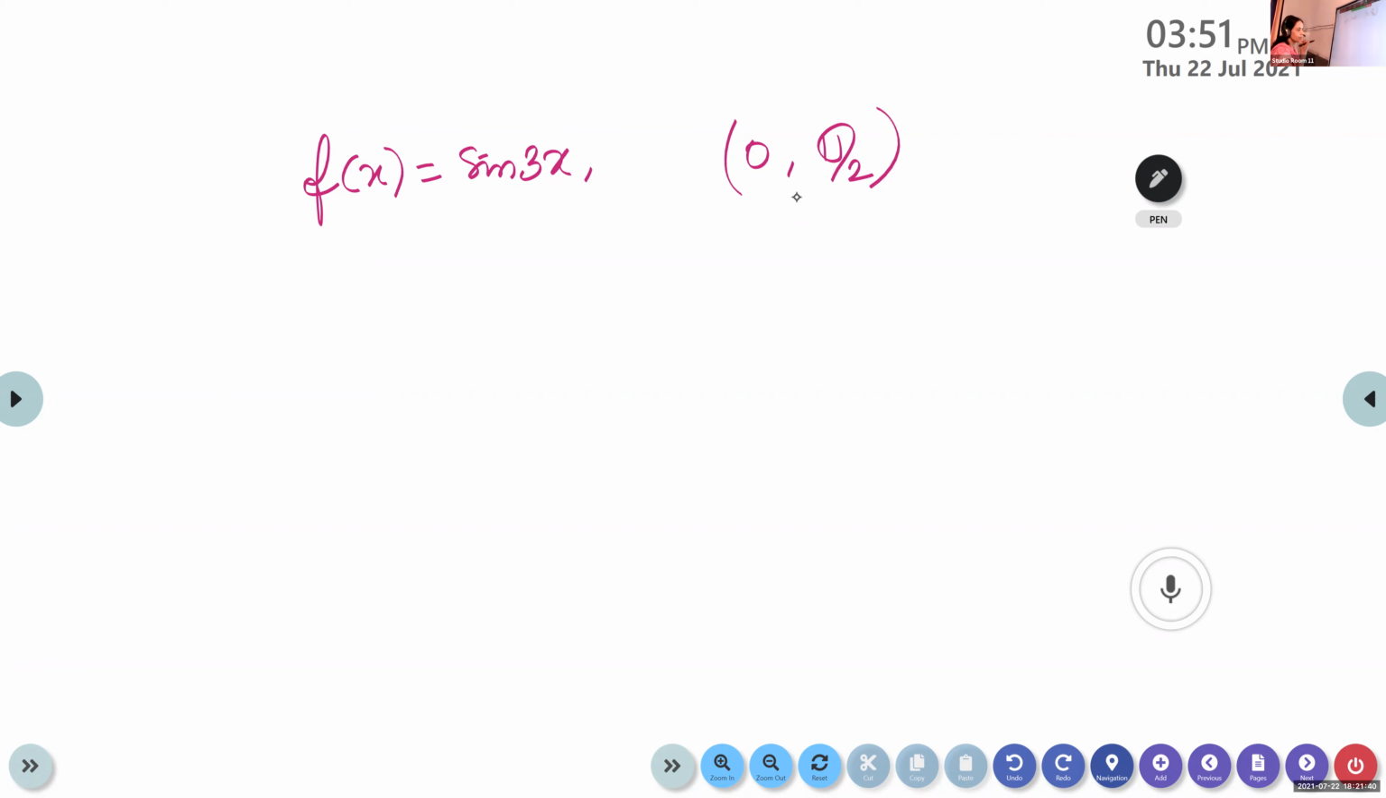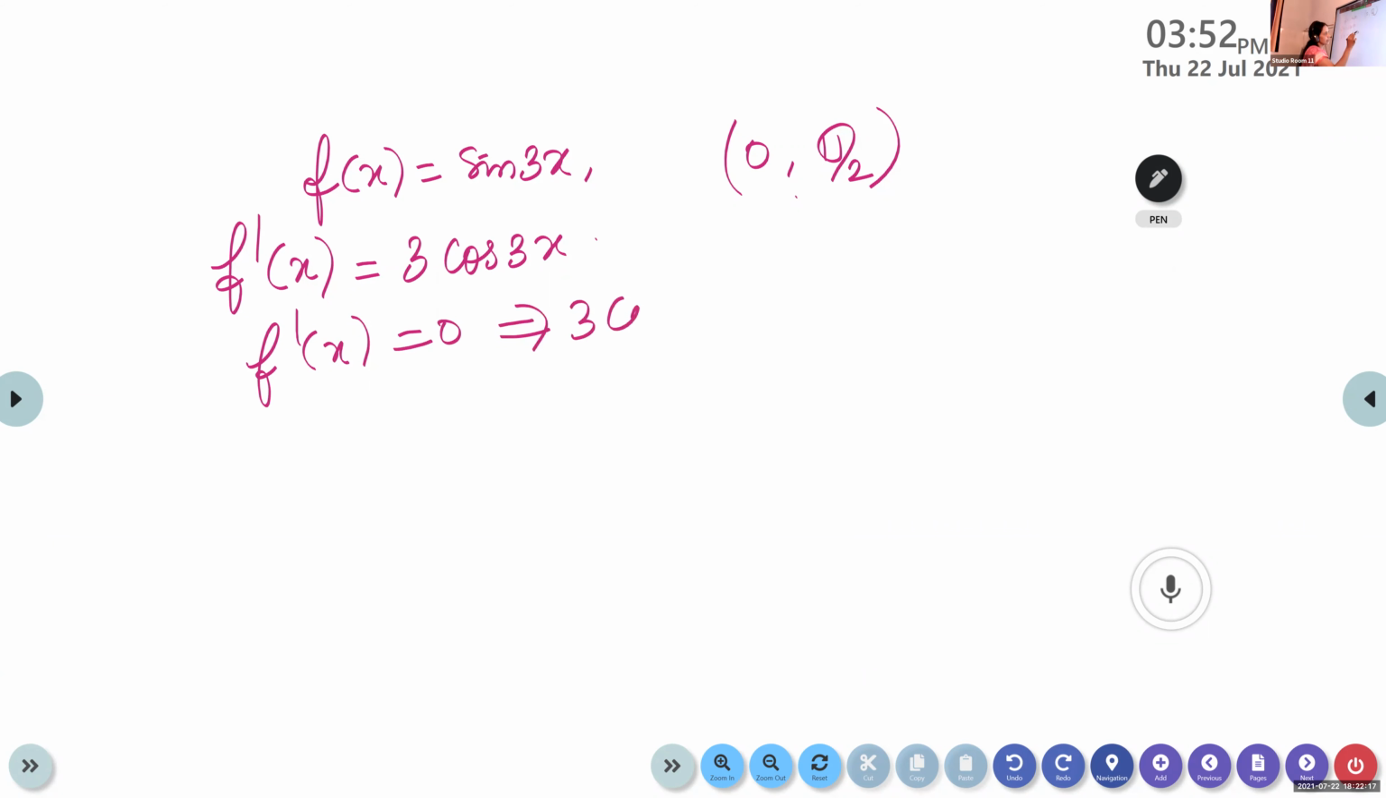Okay. So listen. So f of x is given. So what do we do for finding increasing or decreasing? F dash of x is 0, isn't it? So we find what is f dash of x. What is the derivative of sine 3x? It is 3 cos 3x. Now listen, children. F dash of x is 0 implies 3 cos 3x is equal to 0.